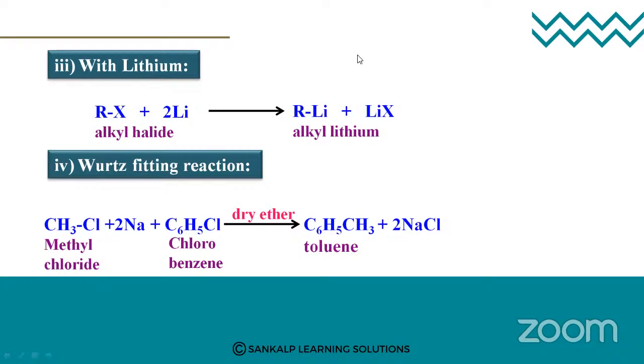Next we are going to react our alkyl halide with a metal like lithium. When you treat alkyl halide with 2 lithium, it gives you RLi plus LiX. That is, alkyl lithium is formed. So when alkyl halide is reacted with lithium, it gives you alkyl lithium.